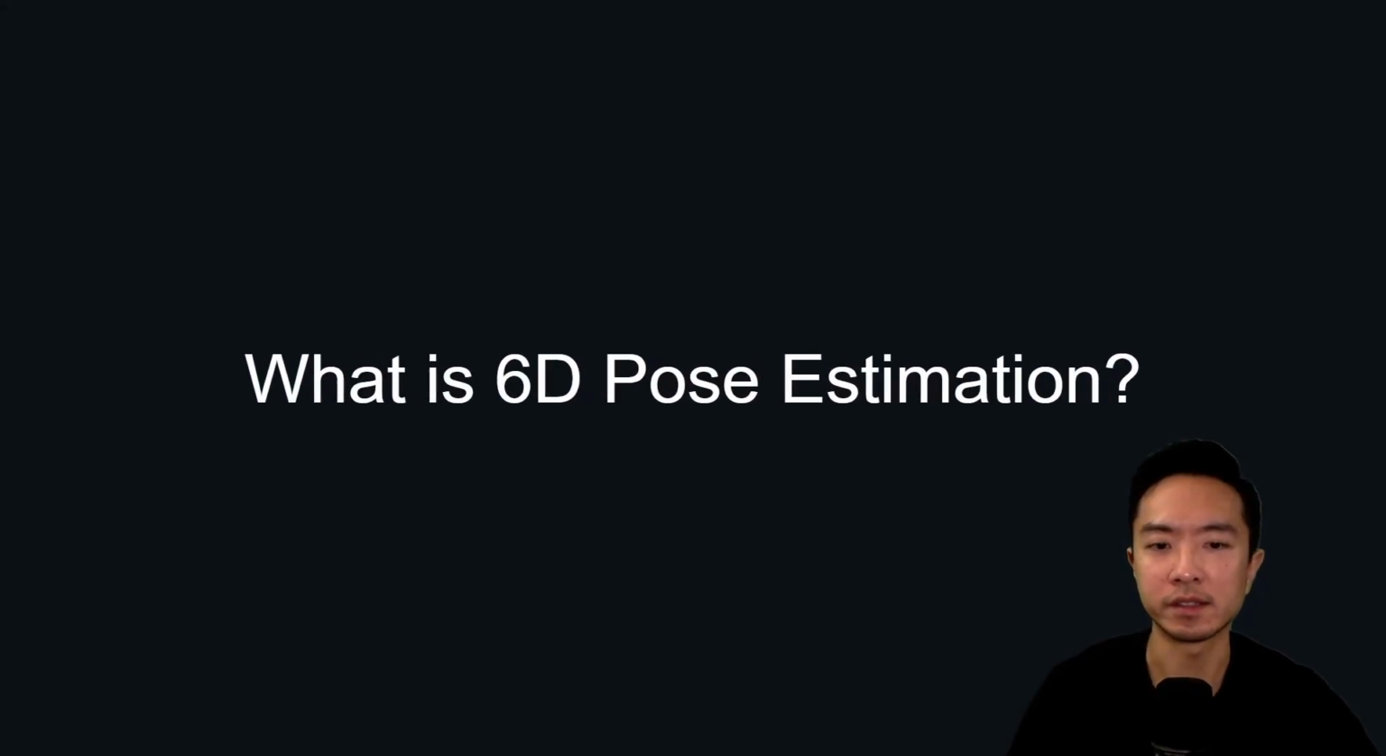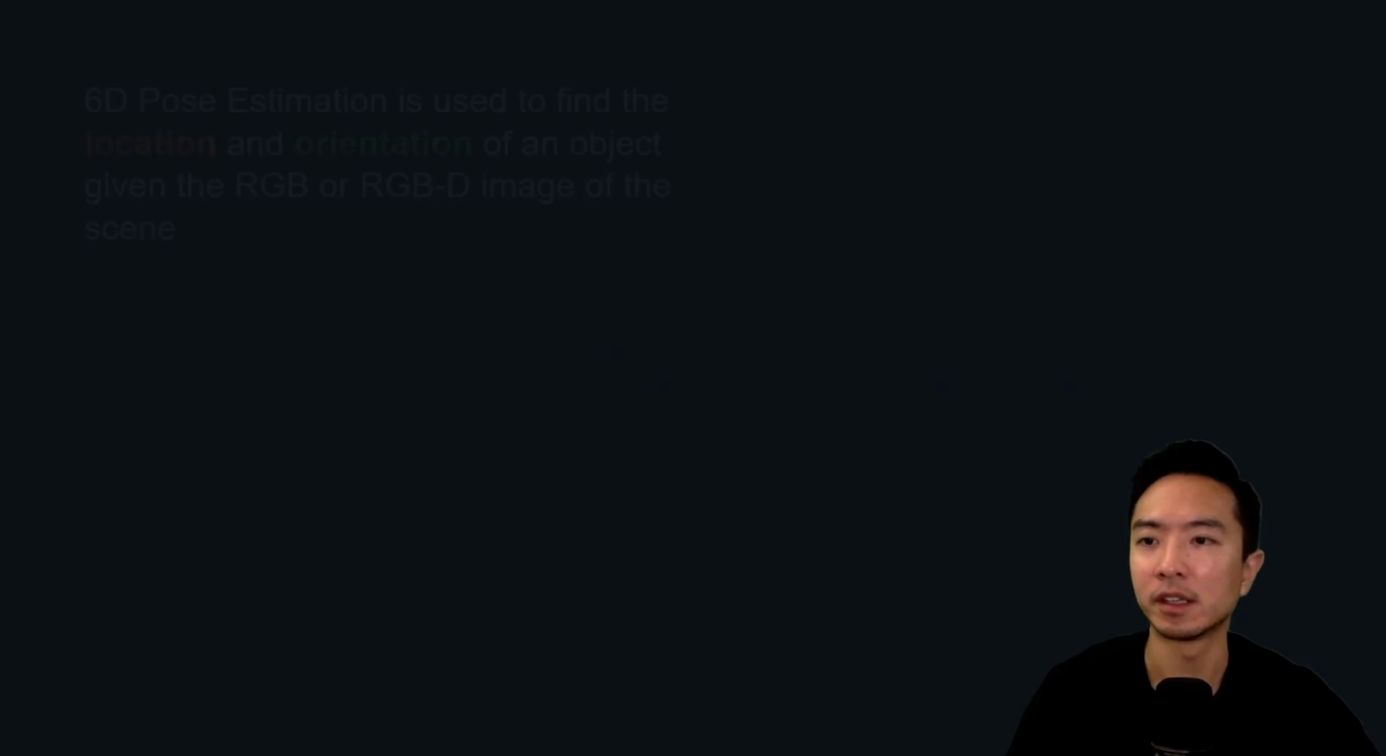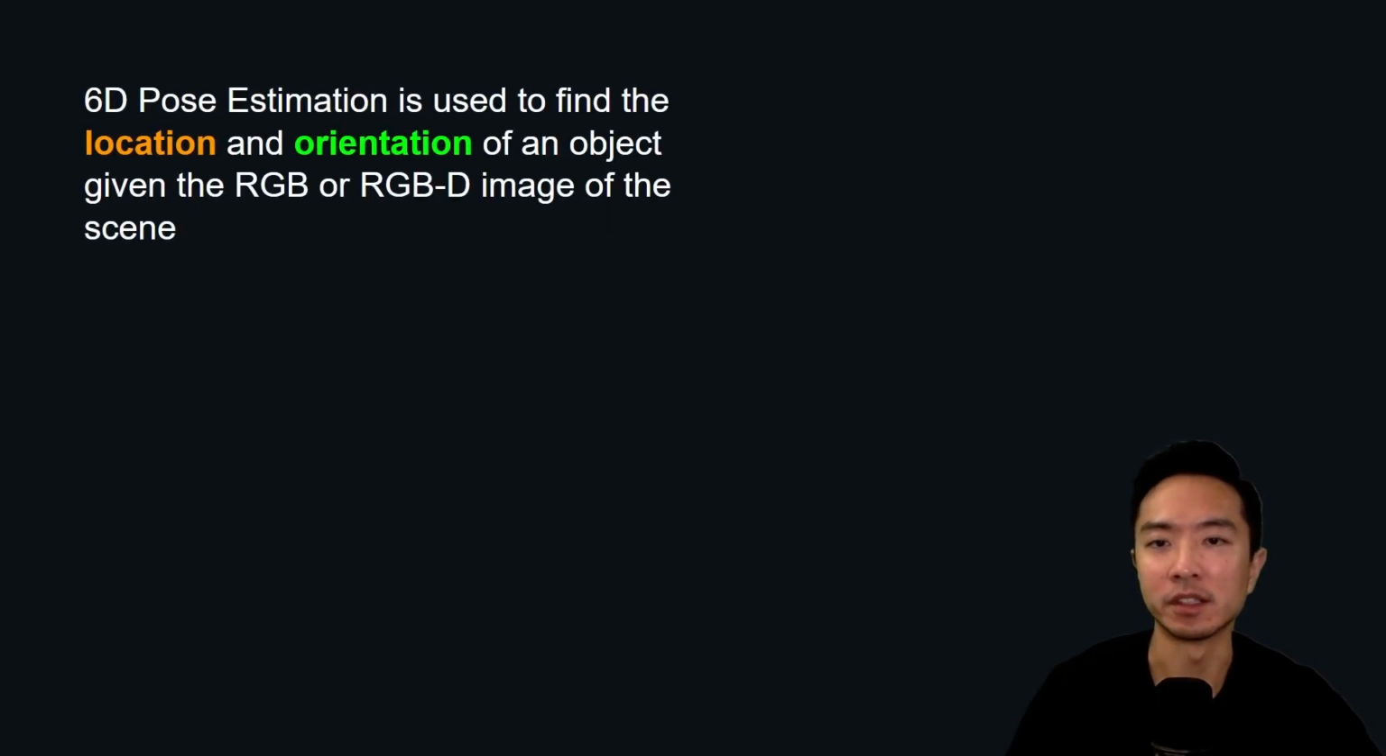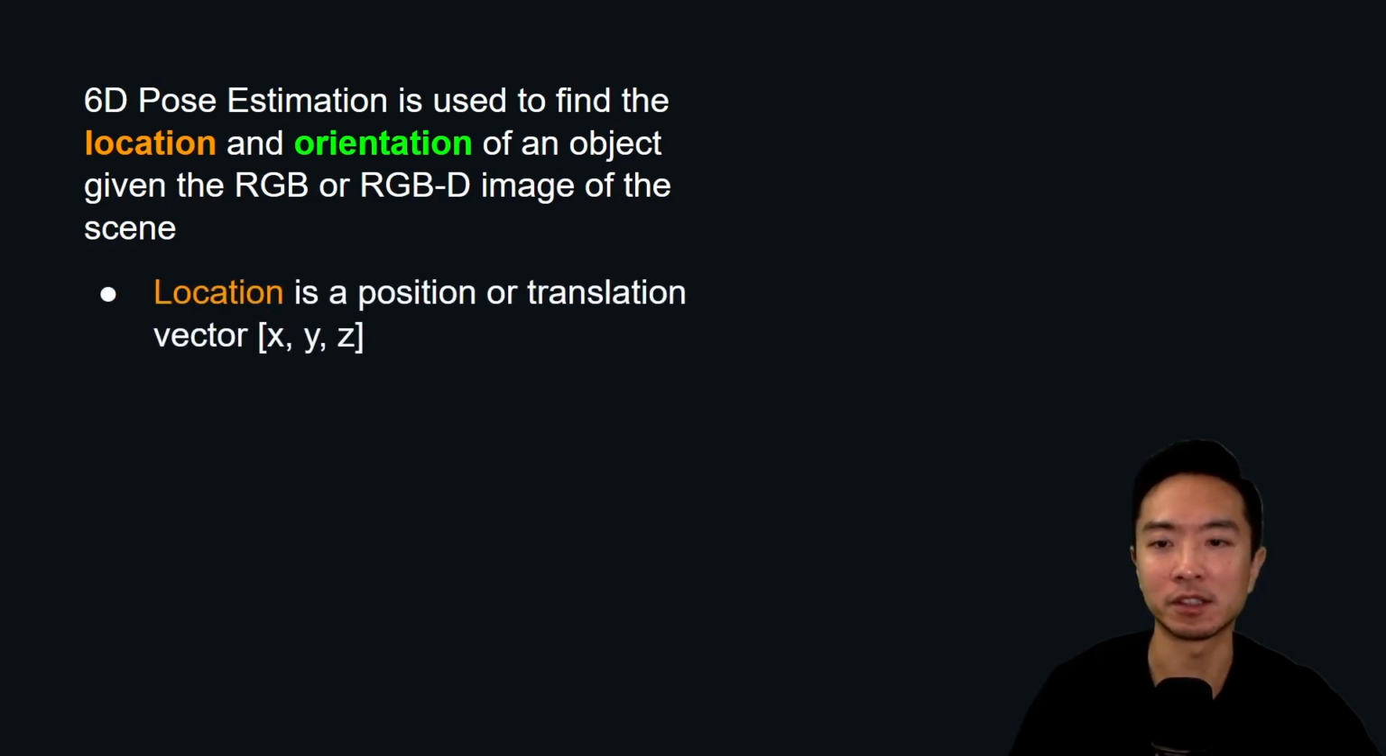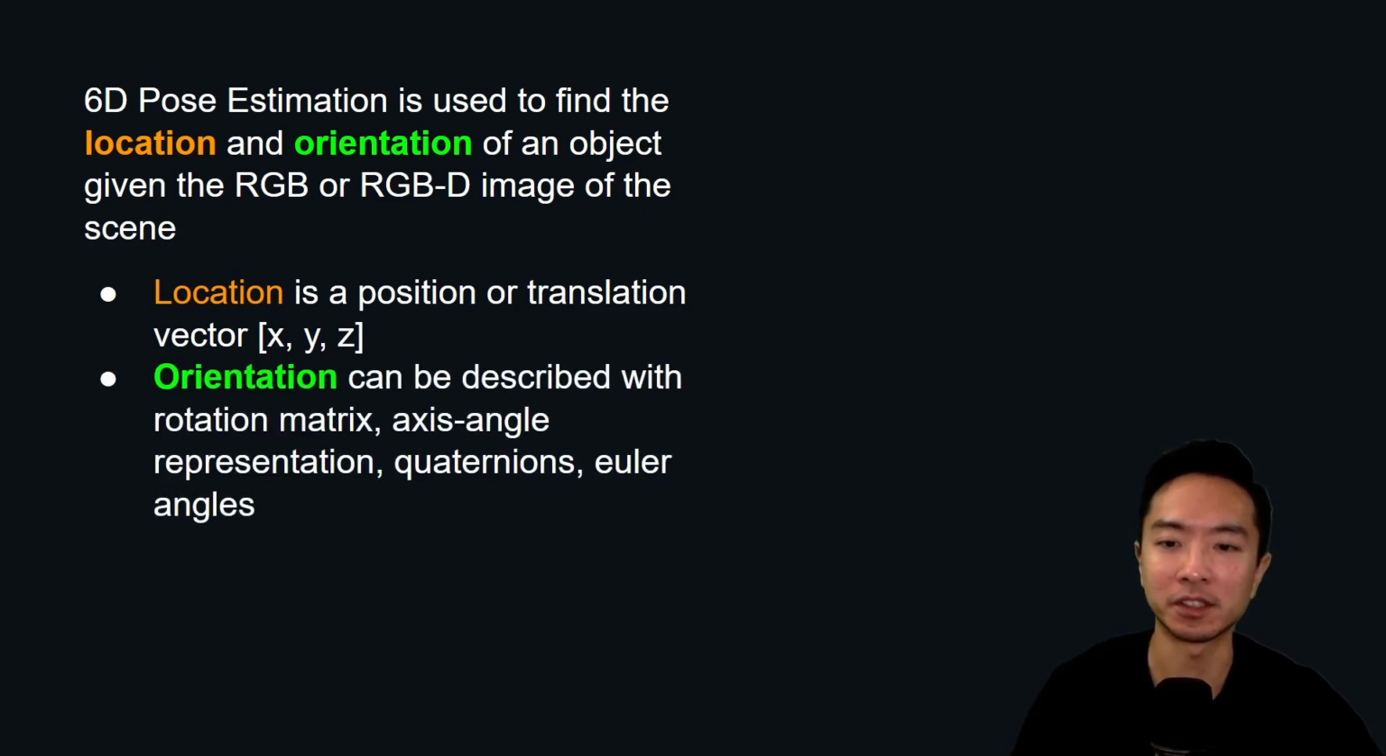So what is 6D pose estimation? 6D pose estimation is used to find the location and orientation of an object given the RGB or RGBD image of the scene. So the location is a position or translation vector typically described by the XYZ vector, and your orientation can be described with a rotation matrix, axis angle representation, quaternions, or Euler angles.